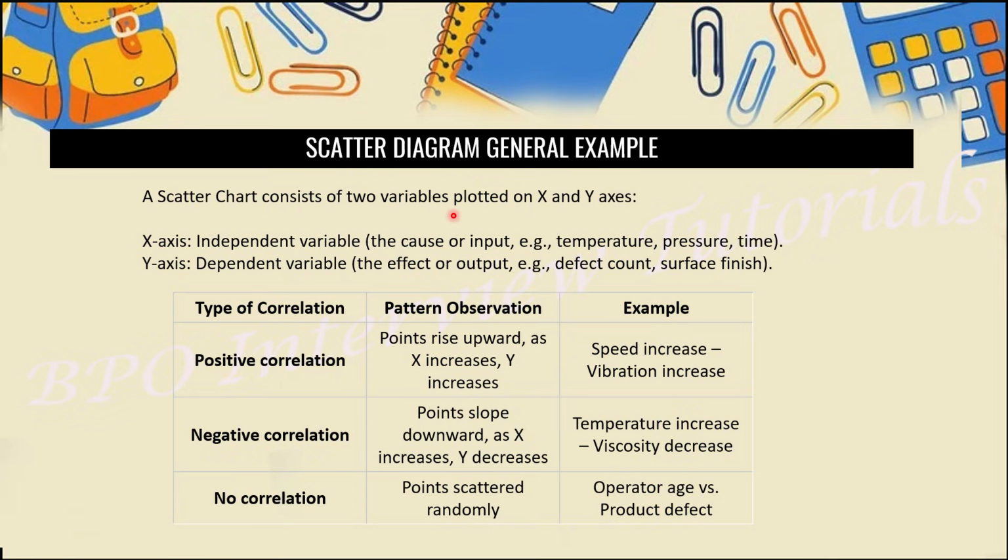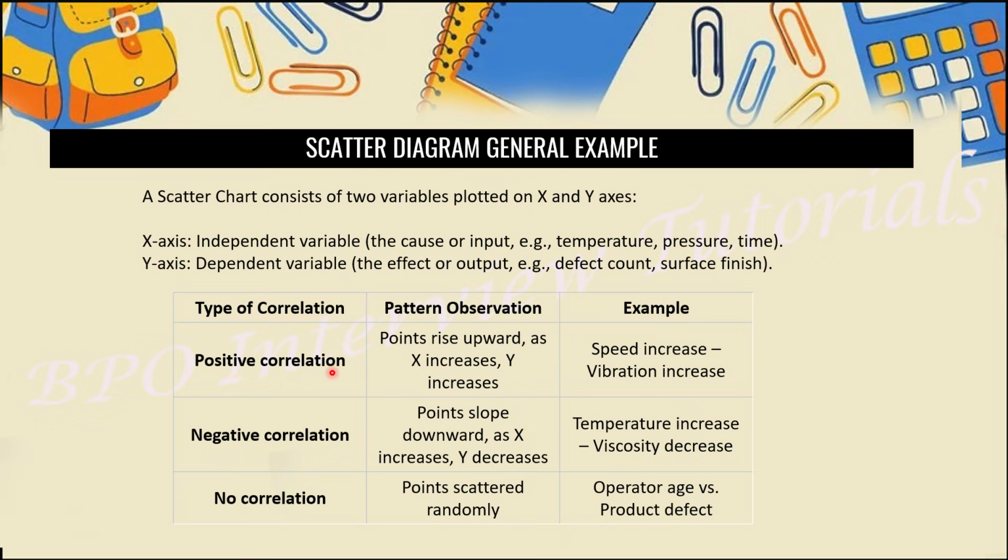In the general example, what we can see here is two variables. Let's consider one in the x-axis and another in the y-axis. In the x-axis we mentioned temperature, pressure, and time. In the y-axis we mentioned the defect count, surface finish, etc. Now, what kind of correlations might we get? We might get positive, negative, and no correlation.